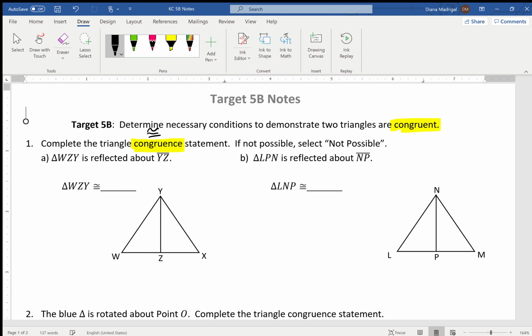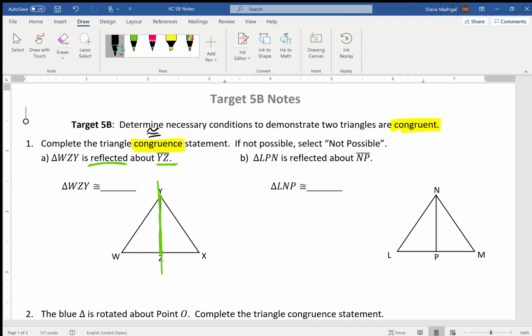Question number 1A says triangle WZY is reflected about the line YZ. They're telling you that it's going to be reflected. Again, don't forget that reflection uses a line. The line they're going to use is not W, Y and Z, my bad. Y is right there and Z is right here. That means they're using this line to reflect the triangles. Again, reflect is just the mirror image.